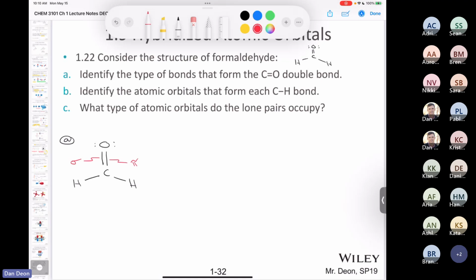What type of atomic orbitals form the carbon-hydrogen bond? So that was question A. We move on to B. So between the carbon and the hydrogen, first of all, could anybody tell me what's the hybridization of the carbon?